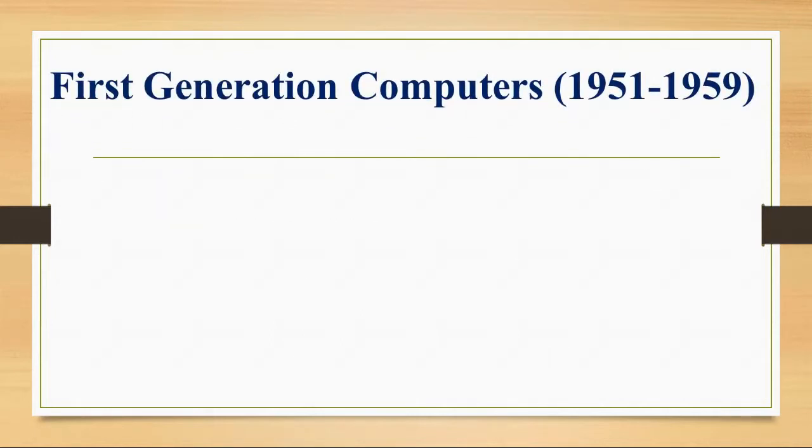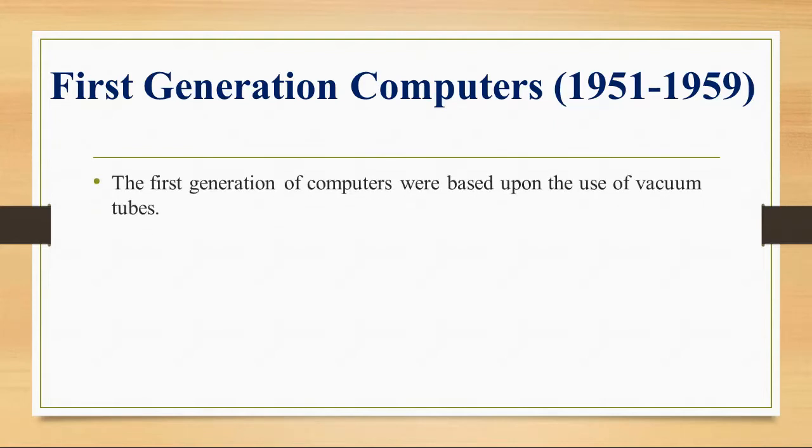Okay, the computers that were developed in 1951 to 1959 were called first generation of computers. First generation of computers were based upon the use of vacuum tubes. A vacuum tube consists of glass bulb and wire. The wire is used to carry data in the form of electronic signals. Well, in the first generation, vacuum tubes, magnetic tape drives, and magnetic core memory were developed.